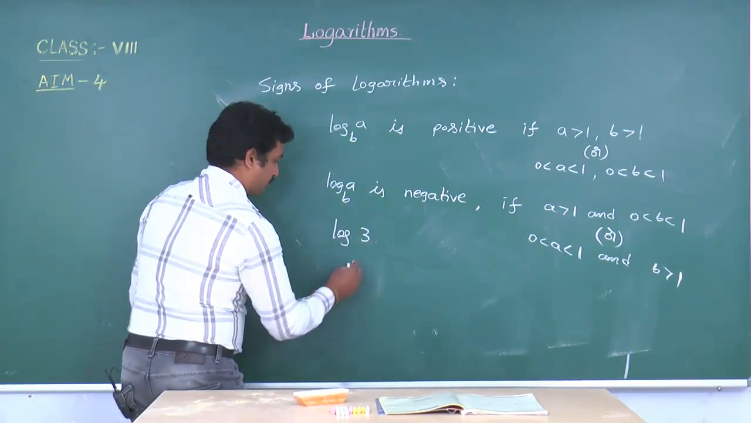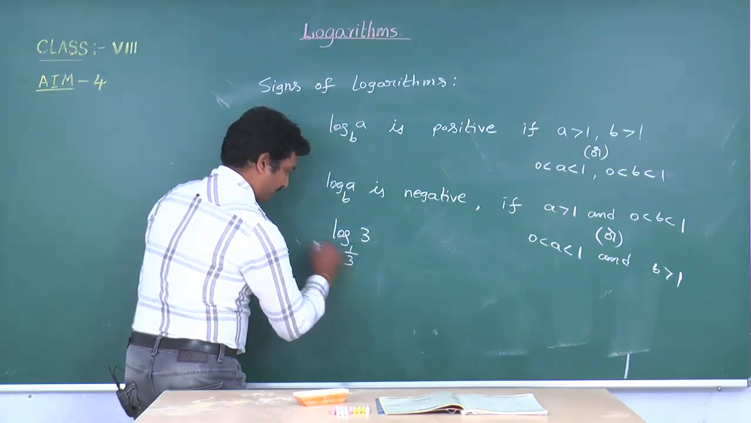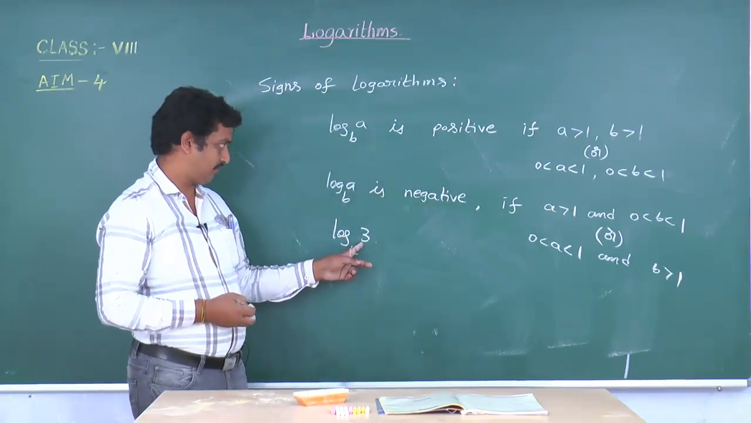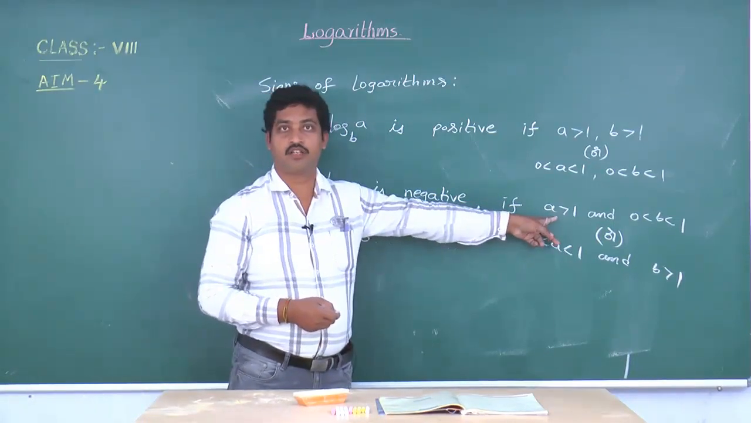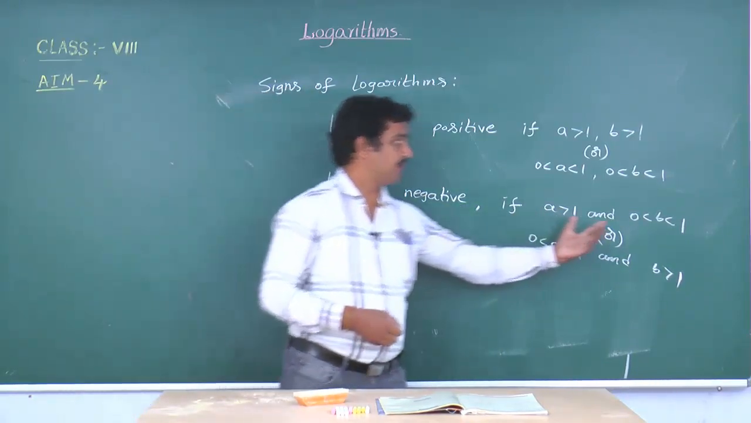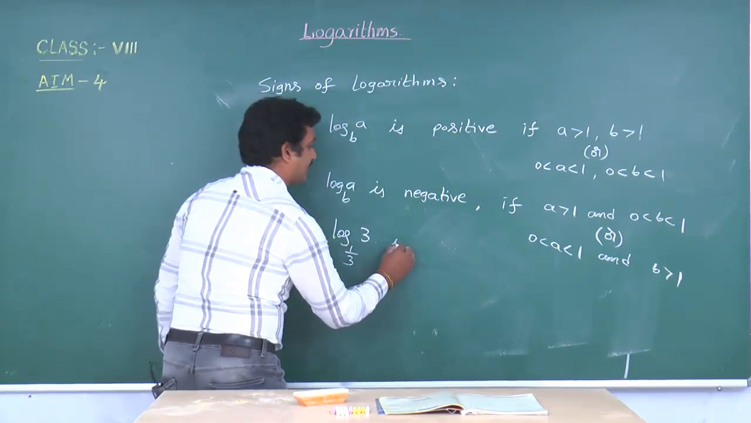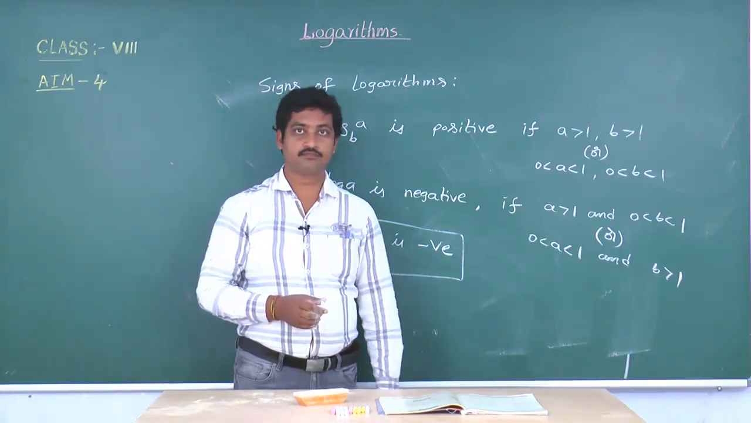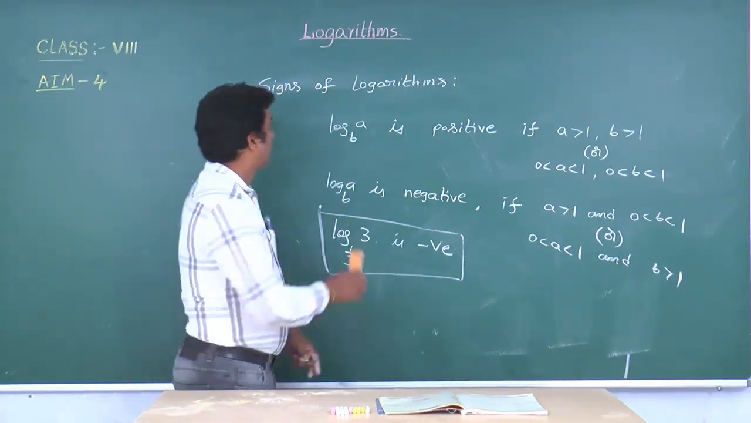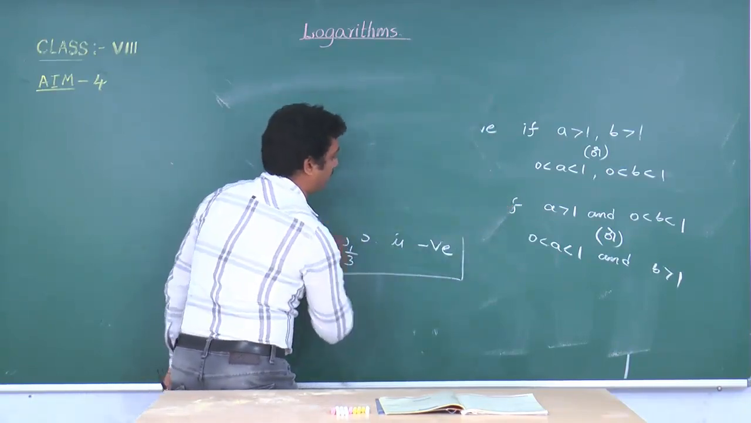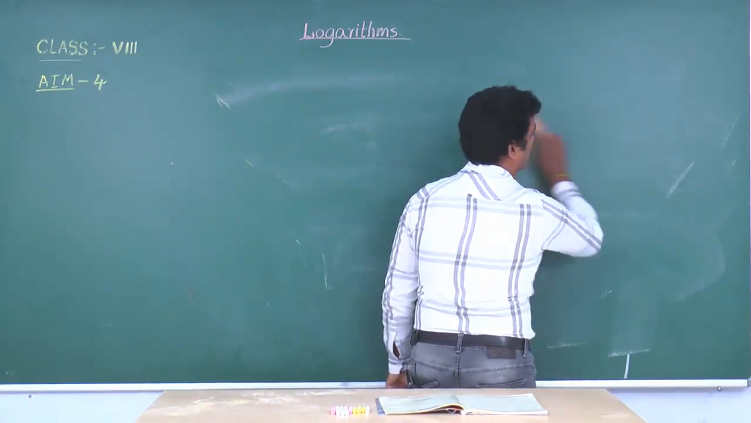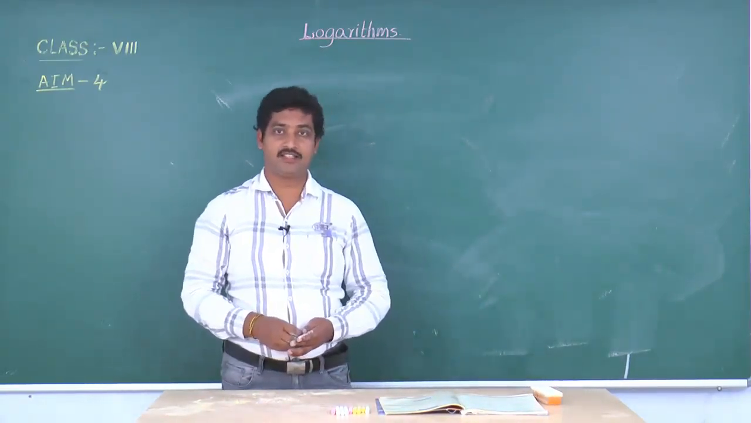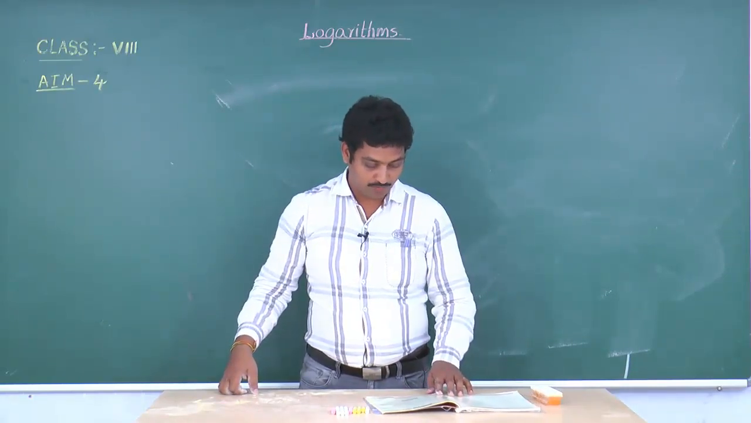Log 3 to the base 1 by 3, what is its sign? Using these conditions, here 3 is greater than 1, 1 by 3 lies between 0 and 1, that's why it is negative. Very easily you can decide. Now come to problems dependent on logarithmic inequalities and equalities. Let us see one problem.